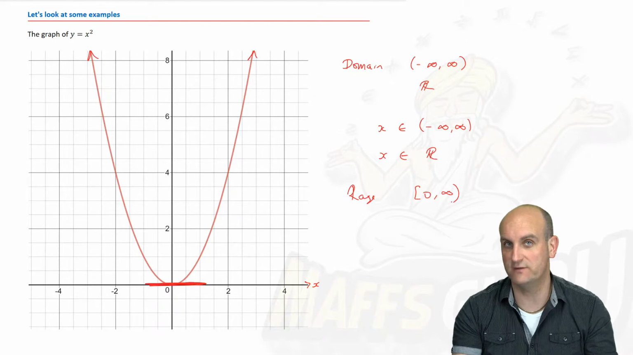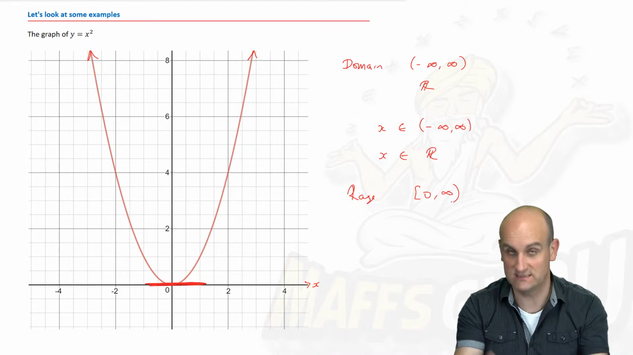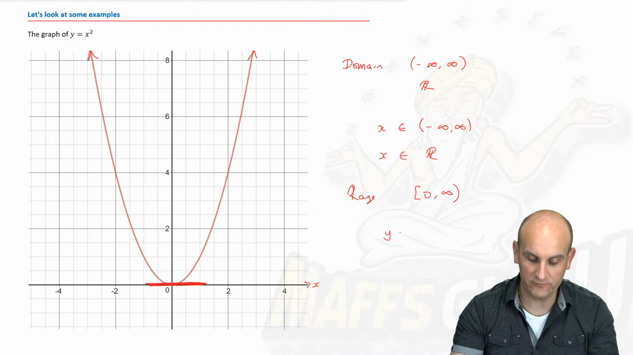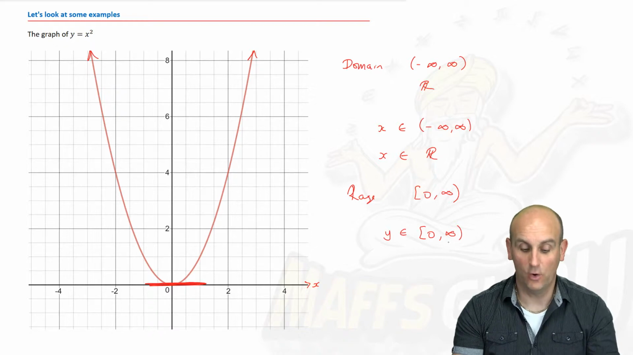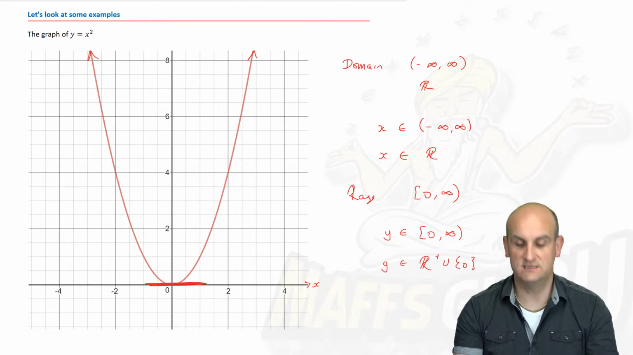Notice the square bracket for the 0, because I can get 0 out. When I put X as 0 in, Y comes out as 0. So a 0 is a possible value. But again, we would probably need to write this as Y is in the set of 0 to infinity. Or we can write this as Y is in the set of positive real values or 0.